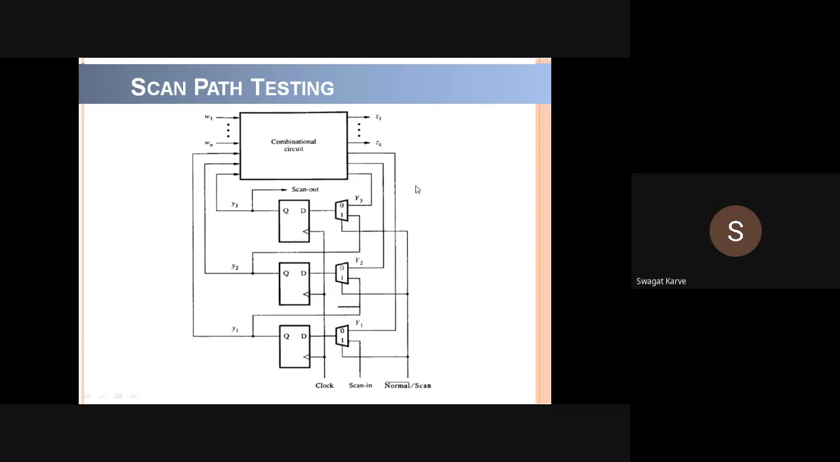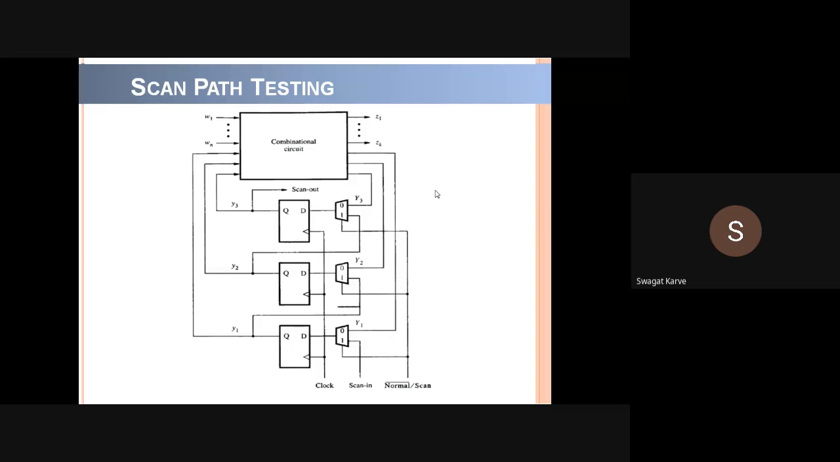testing of this combinational logic unit, or you can say DFT, that is designed for testability. Design for testability means whatever design, ASIC, IC or board you want to test, that is nothing but design for testability. In this way the scan path testing will work.